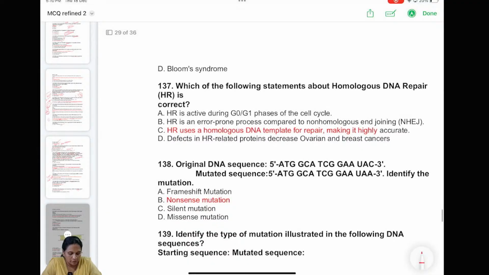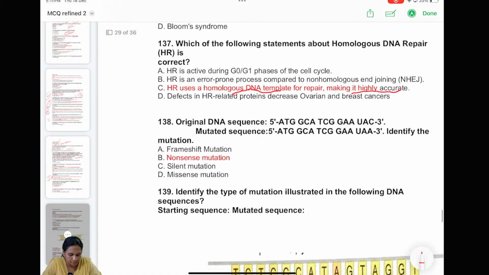Then which of the following statements about homologous DNA repair is correct? Homologous repair uses a homologous DNA template for repair, making it highly accurate. It will not use a heterologous or non-homologous DNA template. It uses only a homologous DNA template for repair, making it highly accurate.